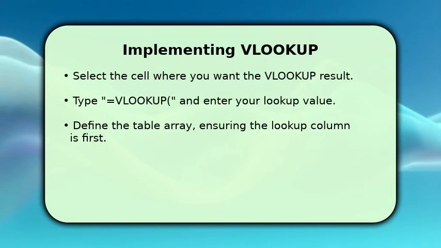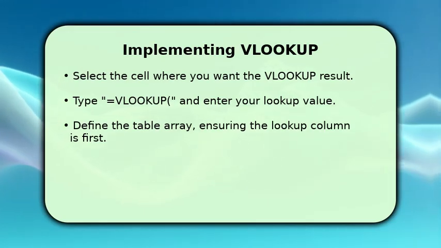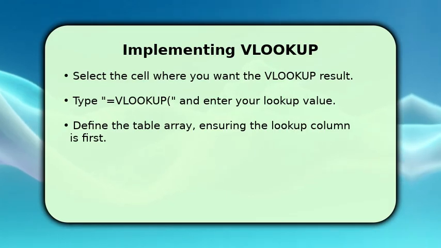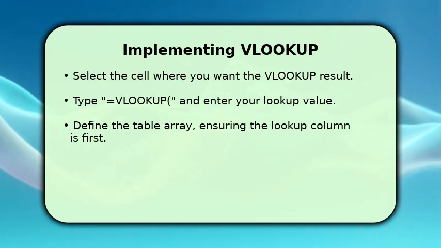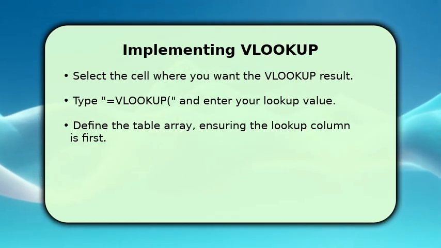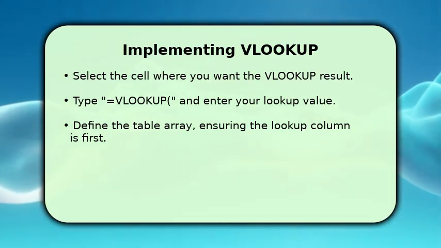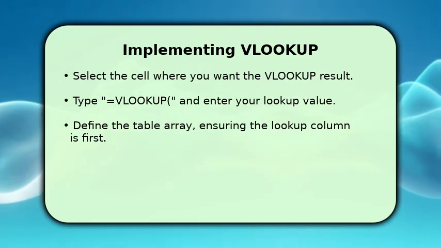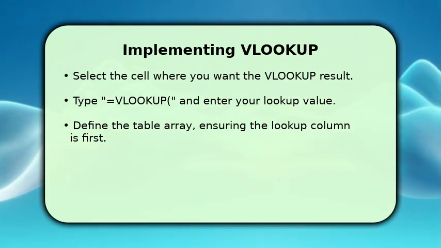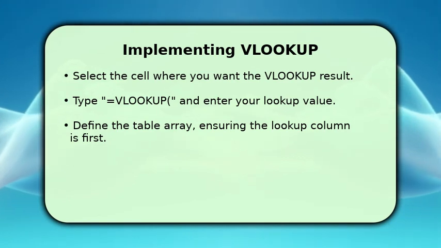Now let's put it into practice. Begin by selecting the cell where you want your VLOOKUP result to appear. Type equals VLOOKUP, open parenthesis, and then click on the cell containing your lookup value. Next, select your entire data table, making sure the column with your lookup value is the very first column in your selection. After that, input the column number from which you want to retrieve data. Finally, type false for an exact match and close the parenthesis to complete your formula.